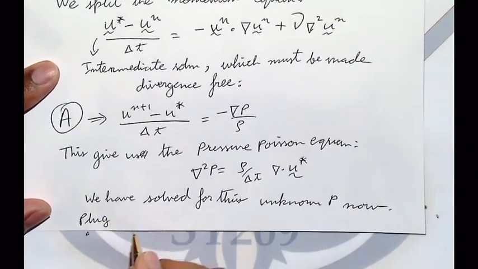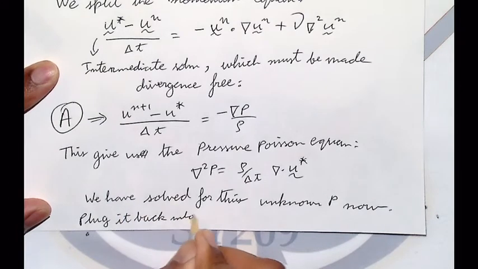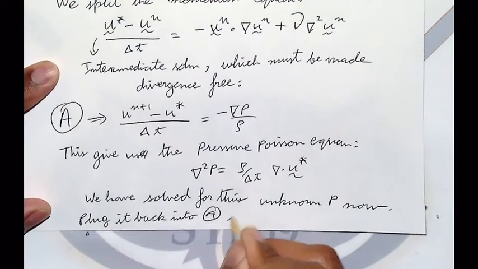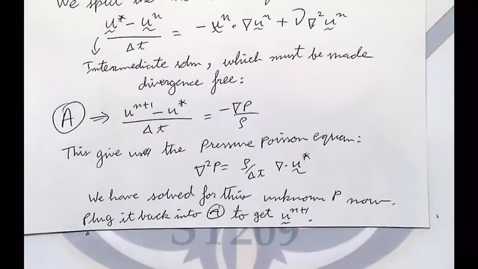Plug it back into A to get u at n plus 1. Okay, and that's it. That's the final step. You have completed a full step in solving your fluid flow.